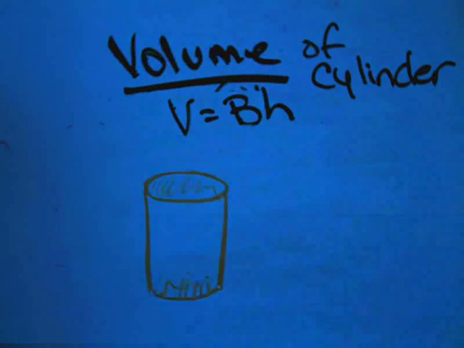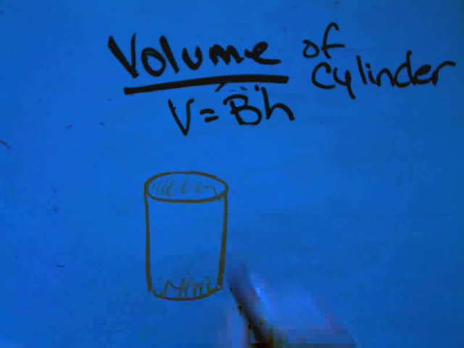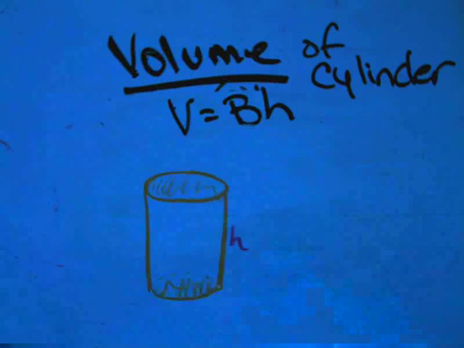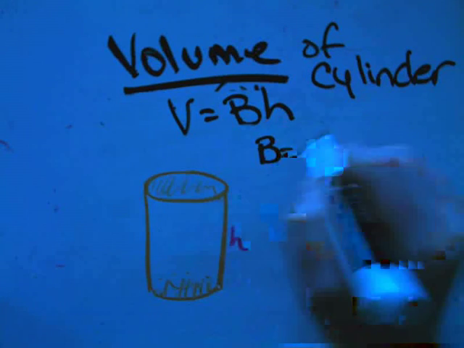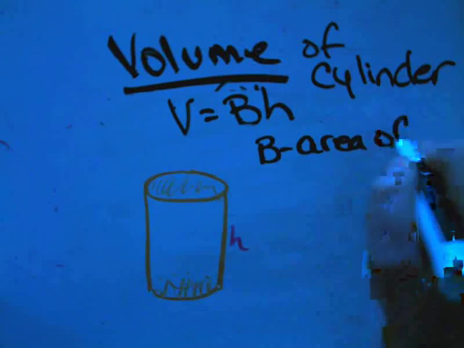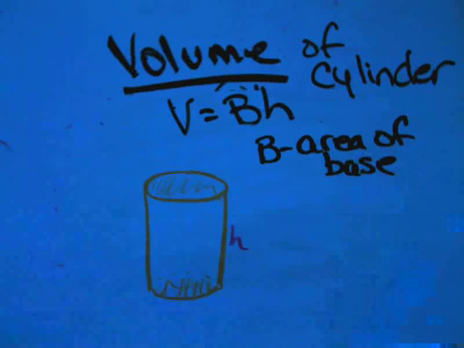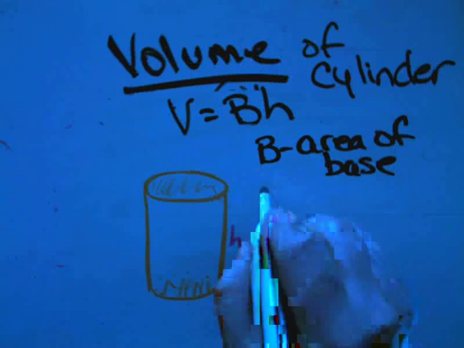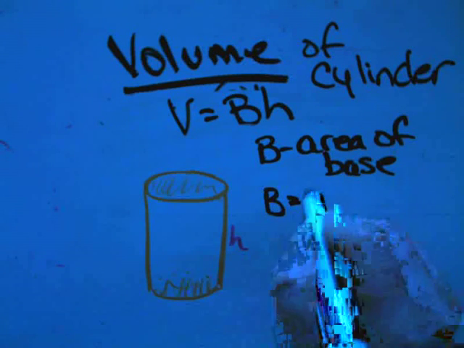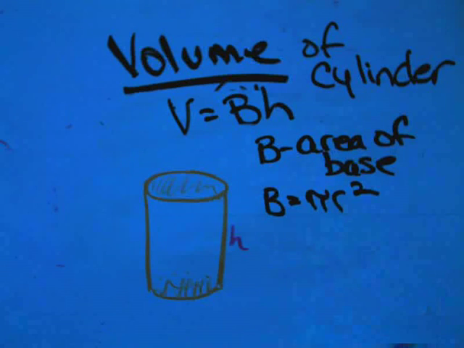Okay, and what we remember from before, the height is still the distance between the bases. So that's the height of our prism cylinder. So our big B is the area of the base. Okay, so this time our base is what shape? It's a circle, right? So now the big B is pi r squared. The area of a circle is pi r squared.